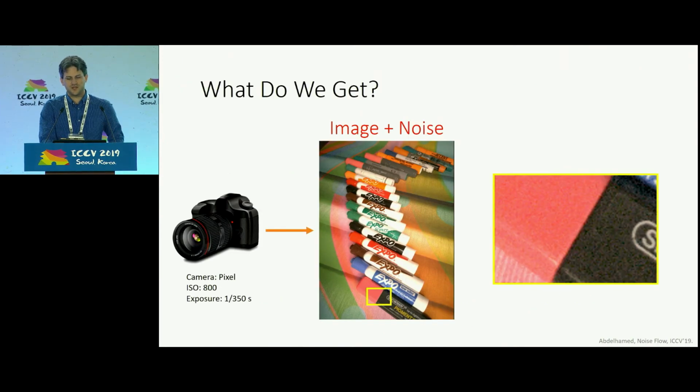Images taken by cameras are the main ingredients for computer vision. However, they're often corrupted by noise, and accurately modeling image noise can be an important step to improve a number of low-level computer vision tasks, such as denoising, multi-image super resolution, and others.